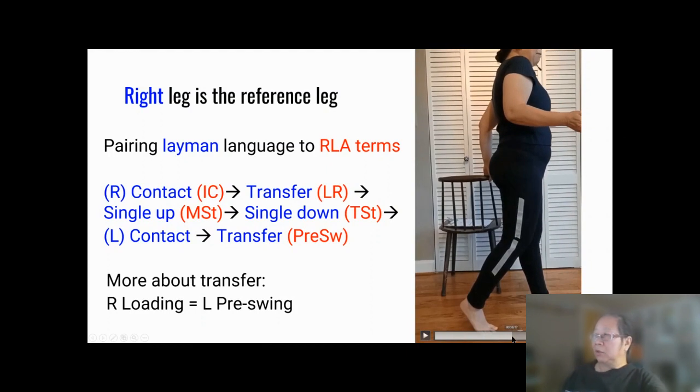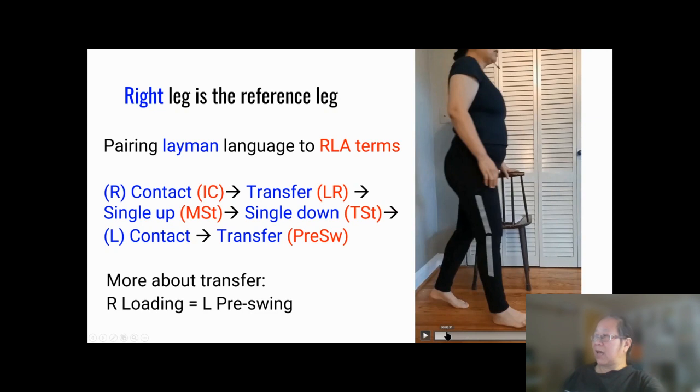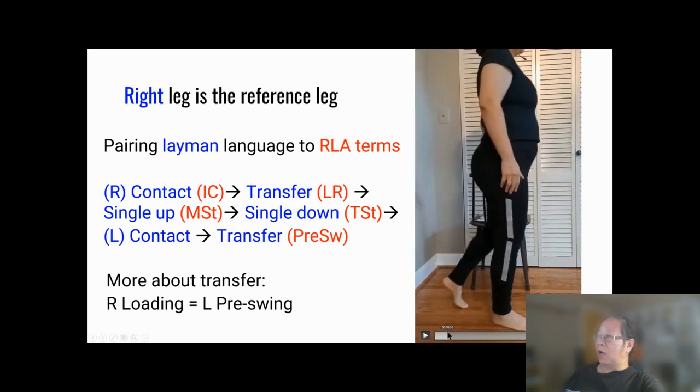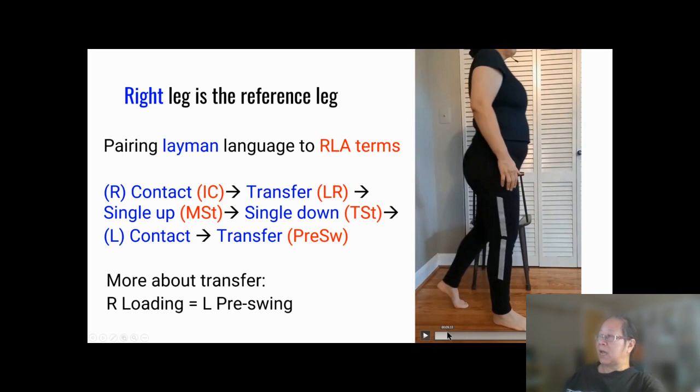So what is easily confused by students is this: if the right side is loading, look at that. When the right side makes contact and then you load onto the right side, when the right side is loading, the left side is prepared to swing. Okay, so right loading equals left pre-swing. So same thing, if the left side is loading, the right side is pre-swing. And you swing.